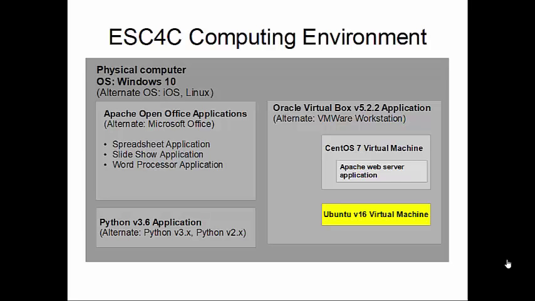This video is intended to help ESC4C students set up a computing environment. This video will focus on creating an Ubuntu version 16 virtual machine with the assumption that Oracle's VirtualBox has already been installed. As you can see by this diagram, the outside box here represents a physical computer running a Windows 10 operating system. Within that computer, there are several components that we'll be installing for the ESC4C course. And right now we're focused on the Ubuntu version 16 virtual machine.